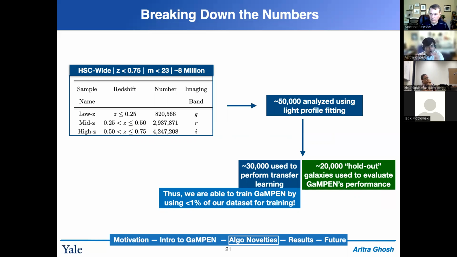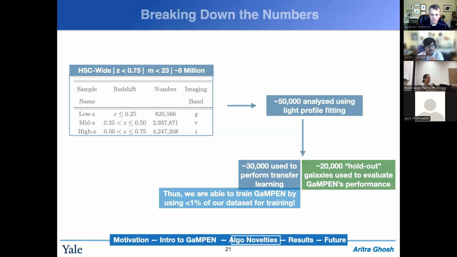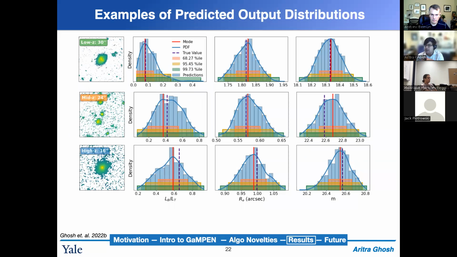All the results that I show you from now on will be on this holdout set. That is, once the network has been trained, we apply all the galaxies in our sample through it. But for 20,000 of those galaxies, we still have the right answers that we have determined. So we compare to see what a light profile fitting technique tells us and what our neural network is telling us. But first, before I jump into the results, let me show you some predicted distributions to understand how they look.